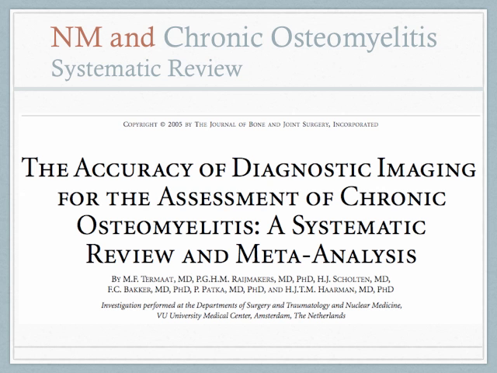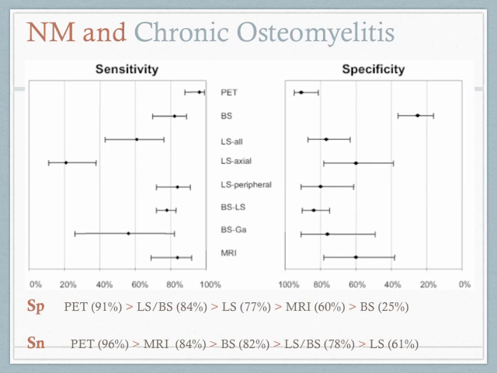Now here's the evidence for nuclear medicine and chronic osteomyelitis. This is a systematic review from 2005, from the surgical literature, a systematic review and meta-analysis. Looking at sensitivity and specificity of all the different nuclear medicine tests, PET scan is most sensitive and most specific. MRI is good for ruling out chronic osteo in these patients, with a high sensitivity as well. Some of these are sequential scans, the leukocyte scan followed by bone scan, which was pretty specific.